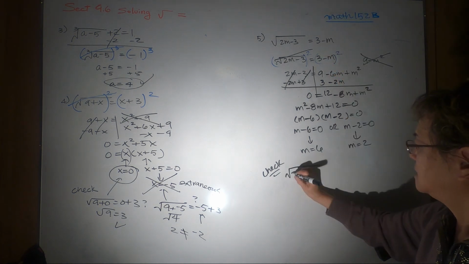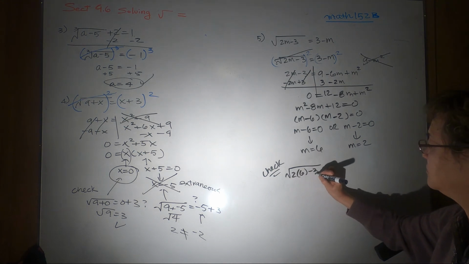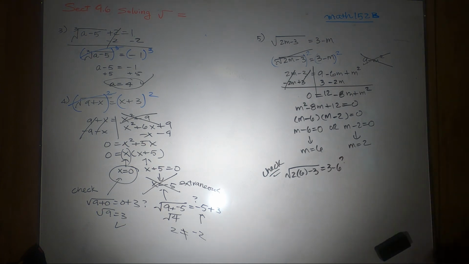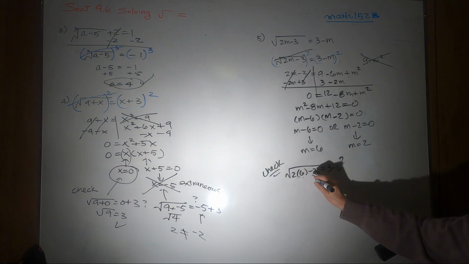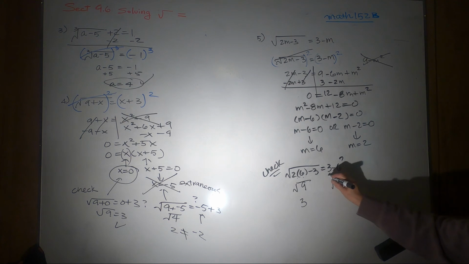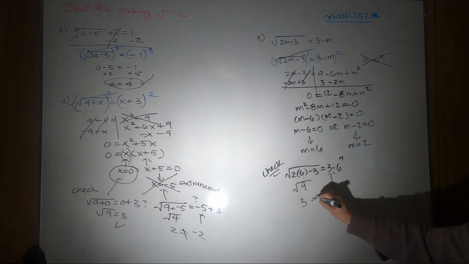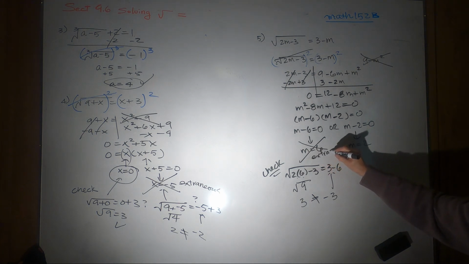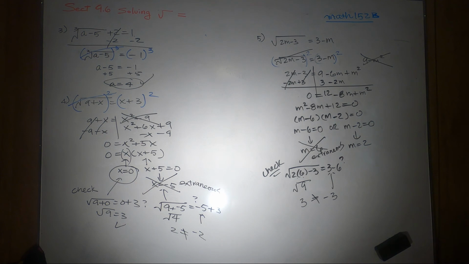So you want to check the square root of 2 times 6 minus 3. Is that the same thing as 3 minus 6? We are checking. 2 times 6, 12 minus 3, 9. Square root of 9 is 3. Here will be 3 minus 6, negative 3. They are not the same. So this answer is extraneous. So we cannot use that. How about this one? Sometimes both will not work, maybe. Okay, you just have to check to see whether or not you have answers.